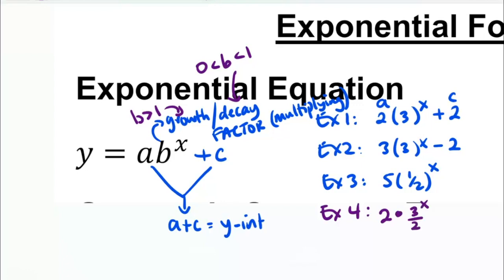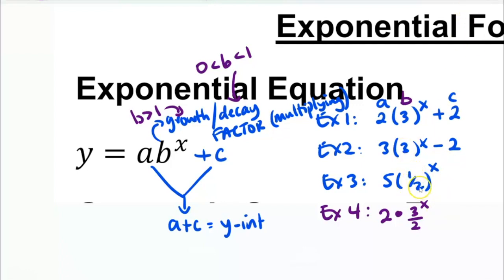3 over 2x. So B's placement is right by the exponent. Let's look at only B. So this is B right here. B is 3. Is that greater than 1 or between 0 and 1? It's greater than 1. Therefore, this is growth. Again, it's 3 right here. It's growth. What about 1/2?